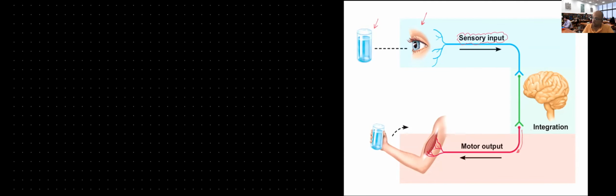All right, so you've got sensory input, you've got integration, and you've got motor output. Those are the basic functions of your nervous system.